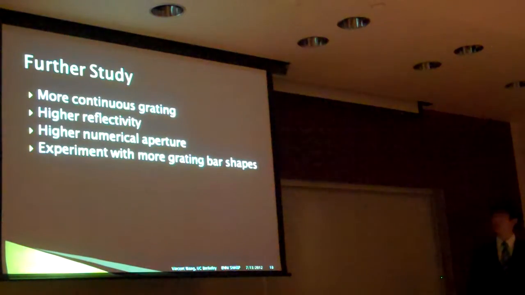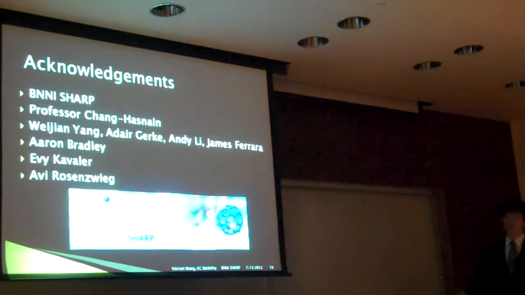If I were to continue this project, I would try to design a better algorithm for a more continuous grating, because that would yield higher reflectivity. This is especially true for the high numerical aperture lens, because I want to increase the 60% reflectivity to around 80% or even higher. And I might also want to experiment with more grating bar shapes, perhaps circles or various polygons, to see what effect that would achieve.